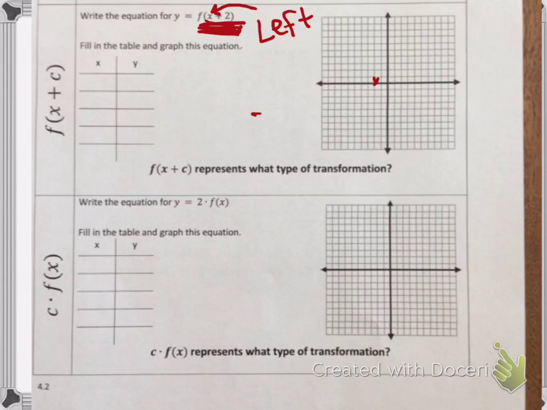So once you decide that you're moving left there, you're just going to follow your pattern. You go up 1 and over 1, up 1 and over 3, up 1 and over 5, and you graph your square root function through those ordered pairs. Because we moved left, that was a horizontal transformation.